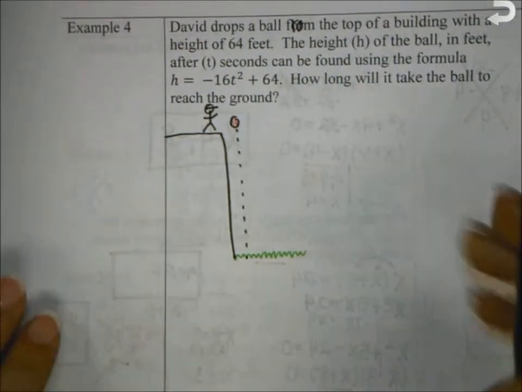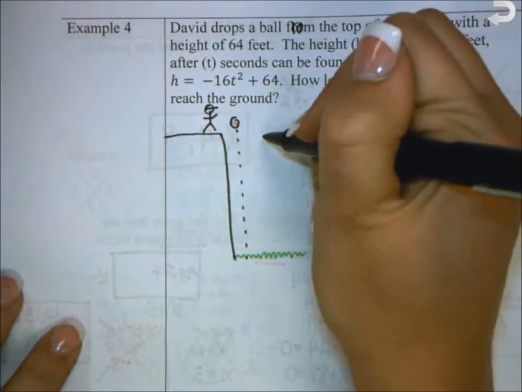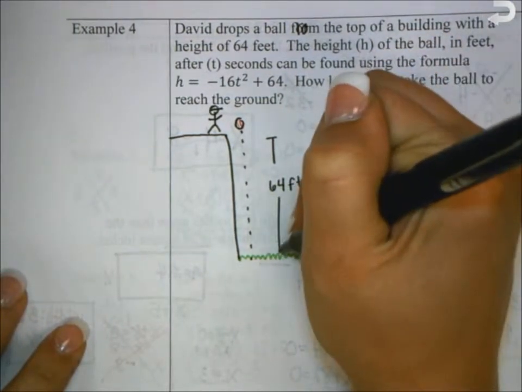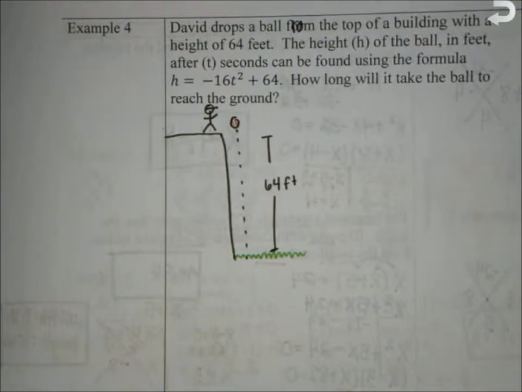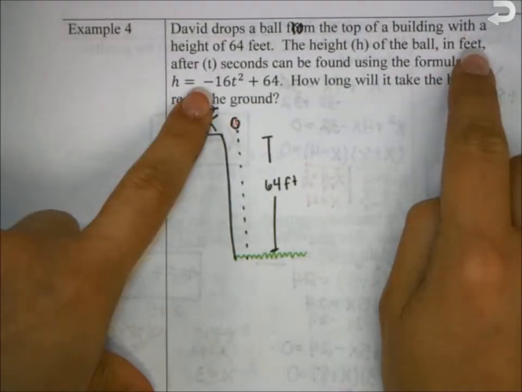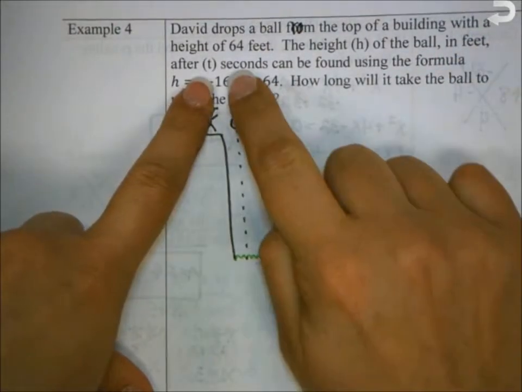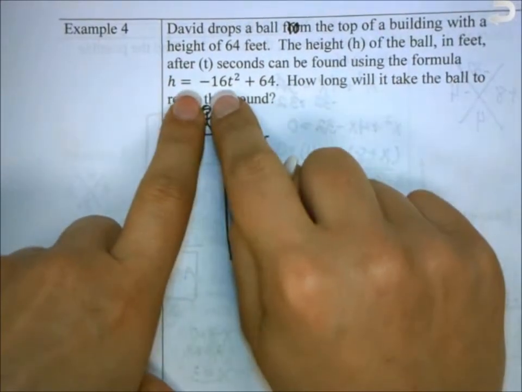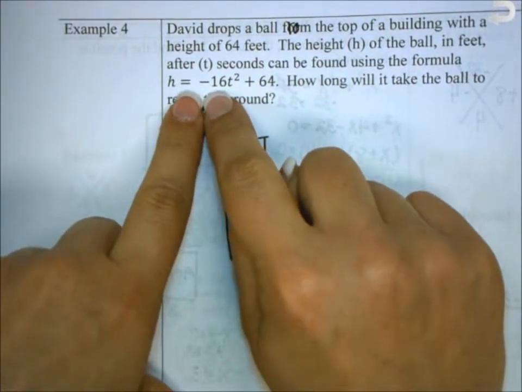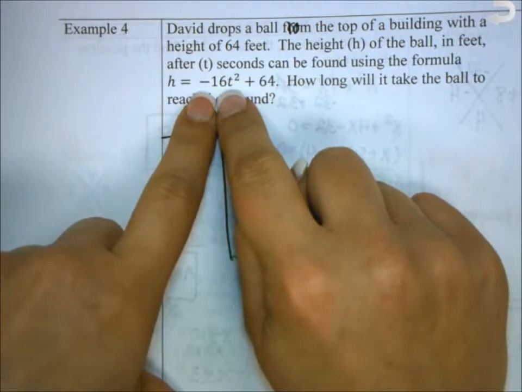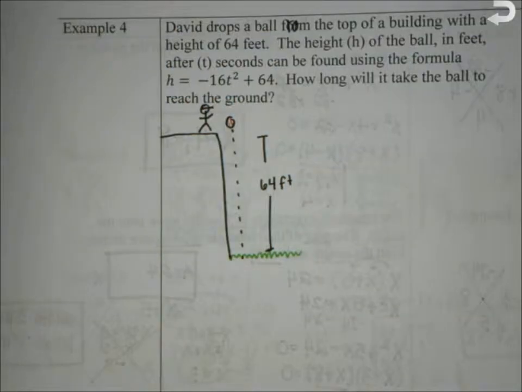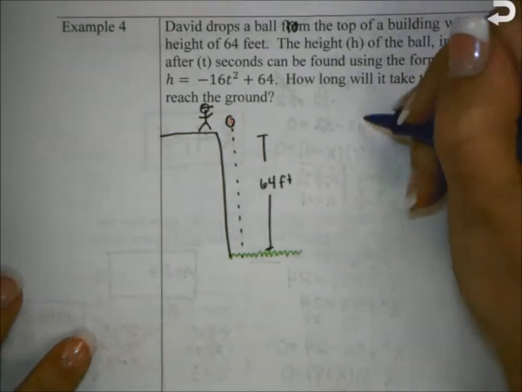Okay. The height h of the ball in feet after t seconds can be found using this formula. So they give us the formula: h equals negative 16t squared plus 64. I'm going to rewrite that. How long will it take for the ball to reach the ground?